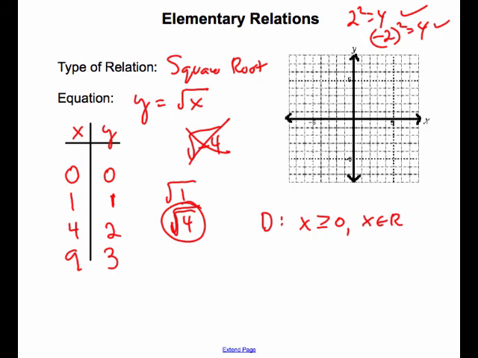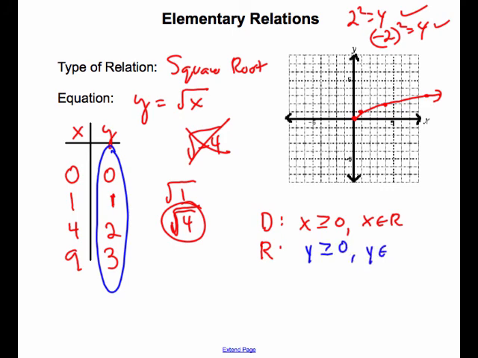So off we go to graph this. 0, 0, 1, 1, 4, 2, 9, 3. We get a graph that starts there and it swings up like so. And so our range, the types of values coming out, we have a low of 0 and we have y values that are bigger than that. Y is real. And is it a function? Yes, it is, because the graph passes the vertical line test.